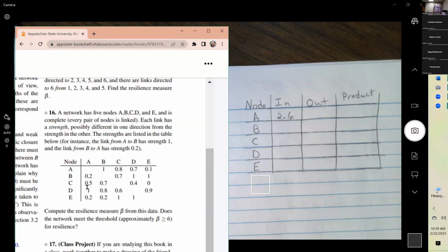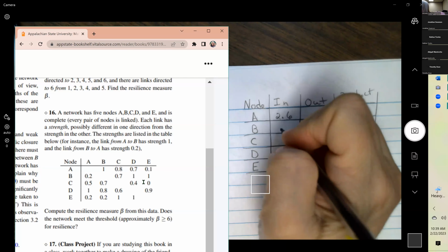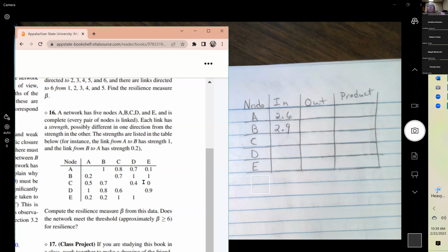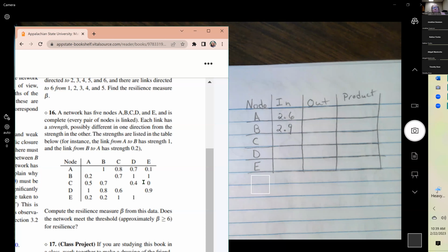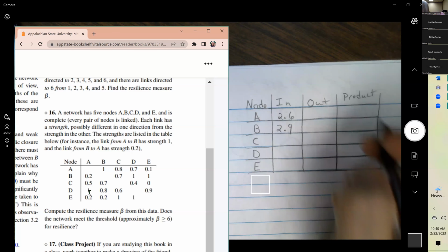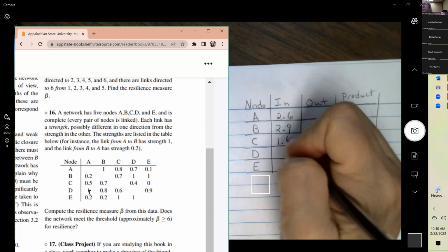Then B to A is 0.2, B to C, and so on. So it would be 7, 8, 9, 2.9. So you're just adding across. 5 plus 0.7 plus 0.4, 1.6.